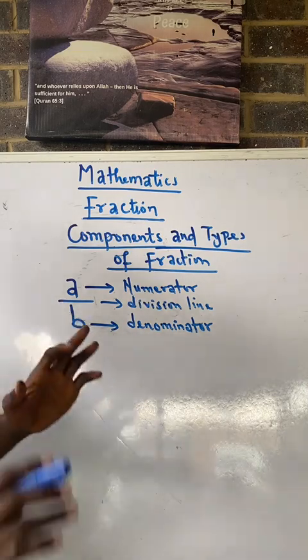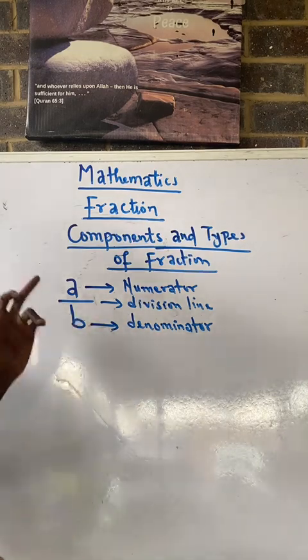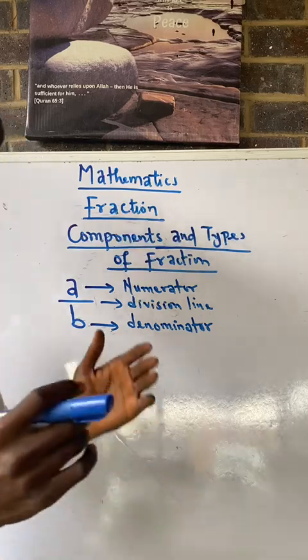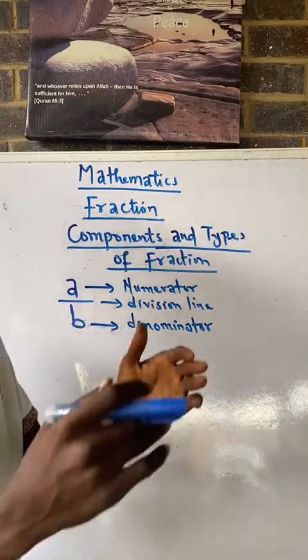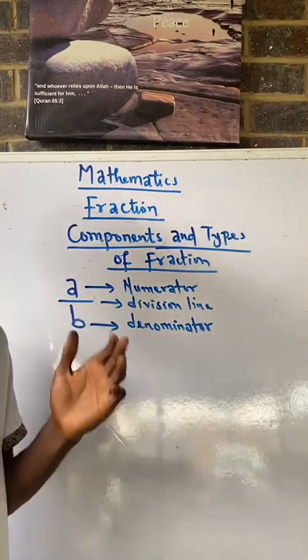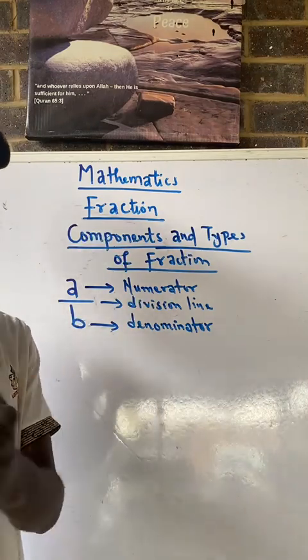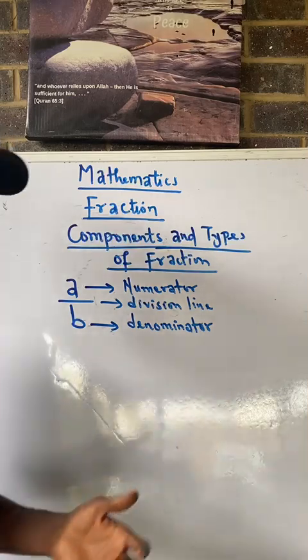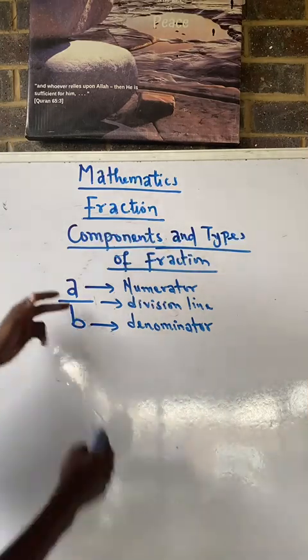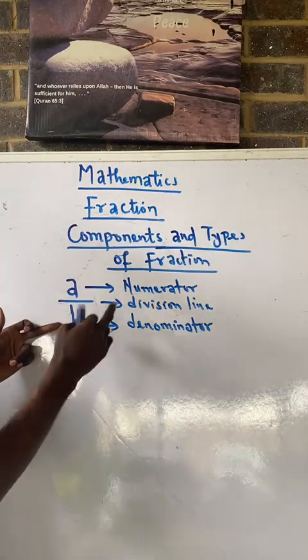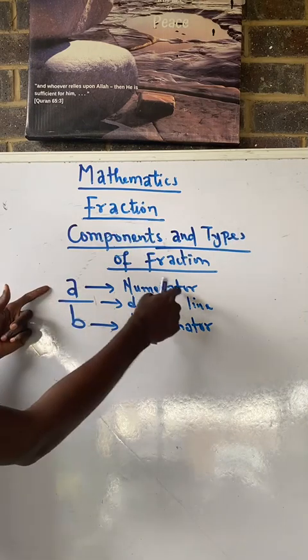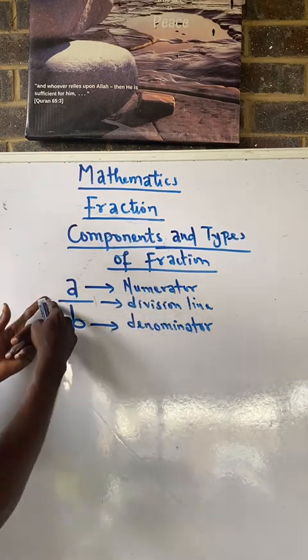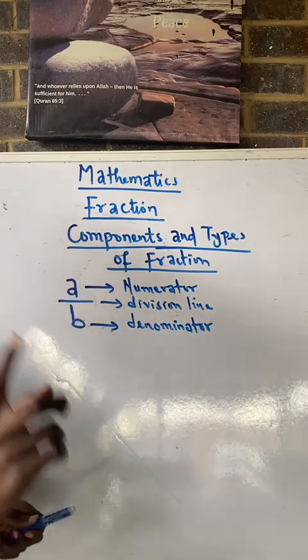So A and B can be any integer. They have to be integers. So what are integers? Numbers that are whole numbers. Whole numbers are also known as integers. That is numbers that don't have a decimal point, and numbers that are not fractional by themselves. So A all over B, they are integers. A stands for the numerator, B is the denominator, and this line is called the dividing line.